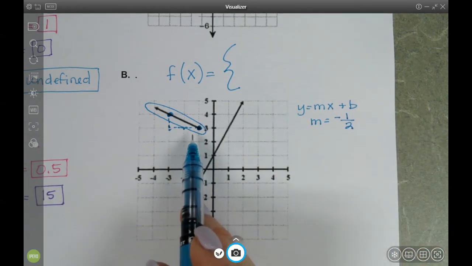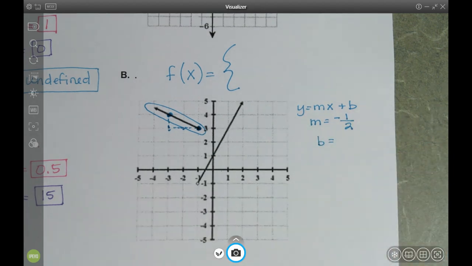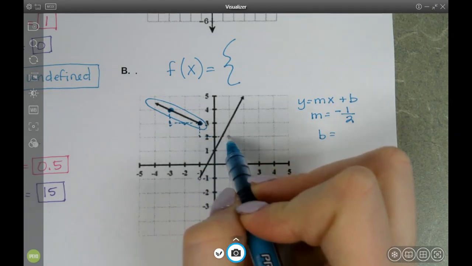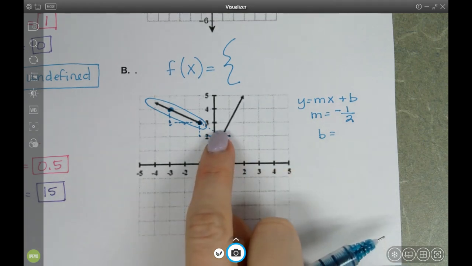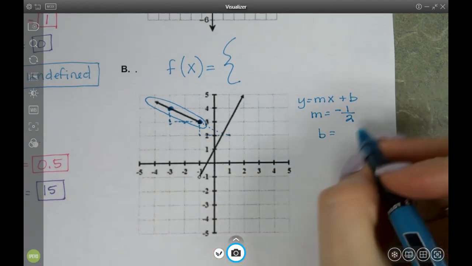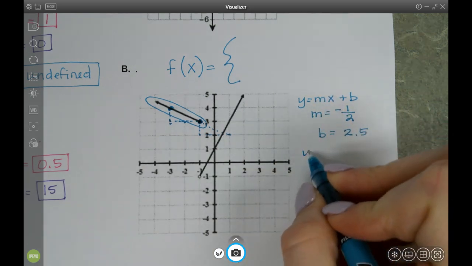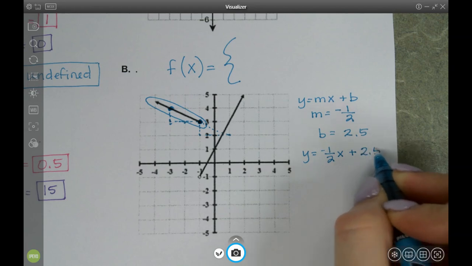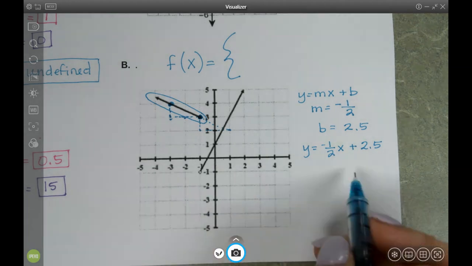Can we see where this line crosses the y-axis right now? No, we cannot. But if I were to continue this, down 1 over 2, it would cross right here at 2.5, right? So 2.5. So the equation of this blue line is y equals -1/2 x plus 2.5. So that's my equation.